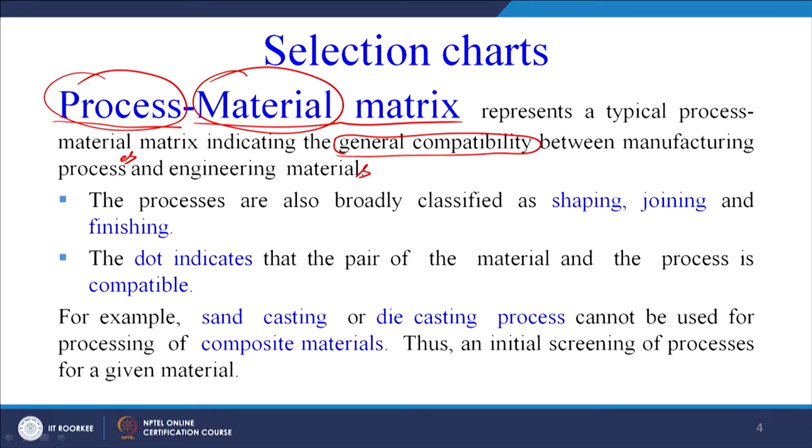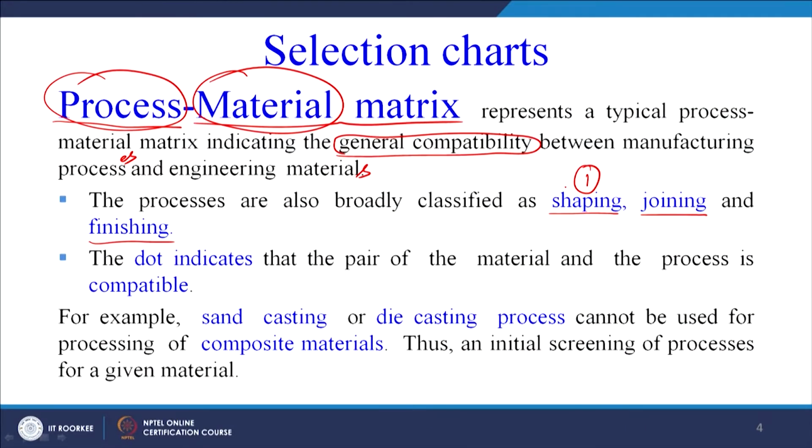The processes are also broadly classified as, we can say, shaping, joining and finishing. In our previous discussion, we have classified the manufacturing processes as primary forming processes, deformative processes, material removal processes, then joining processes. But here another kind of classification is done in context of matching their capabilities with the engineering materials. So we have three broad categories: processes which give shape, processes which are used for joining the different parts, and processes which are used for finishing the parts.